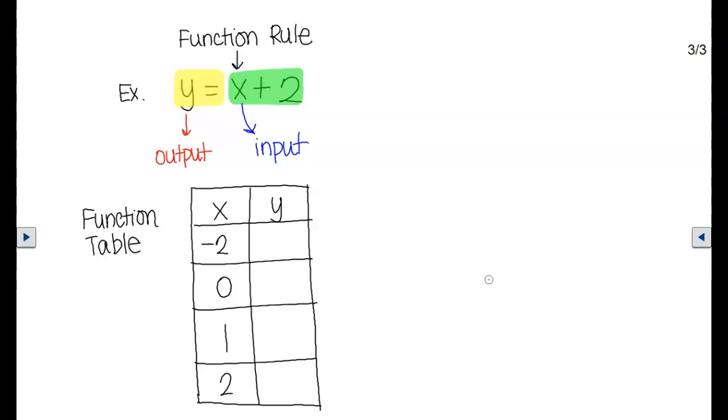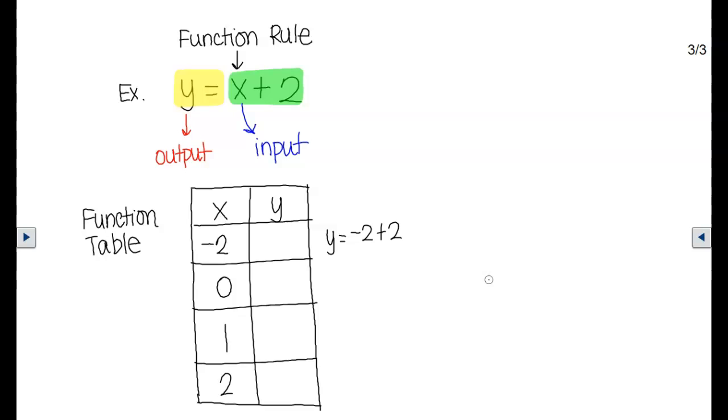Now, what I'm going to do here is use this rule to figure out what y value needs to be connected with each of those x's. So think about what we're going to do here. X is my input. So I want to input -2 up here where I see x. I'm going to take this x value and put it into the function. So that would make this y equals -2 plus 2.